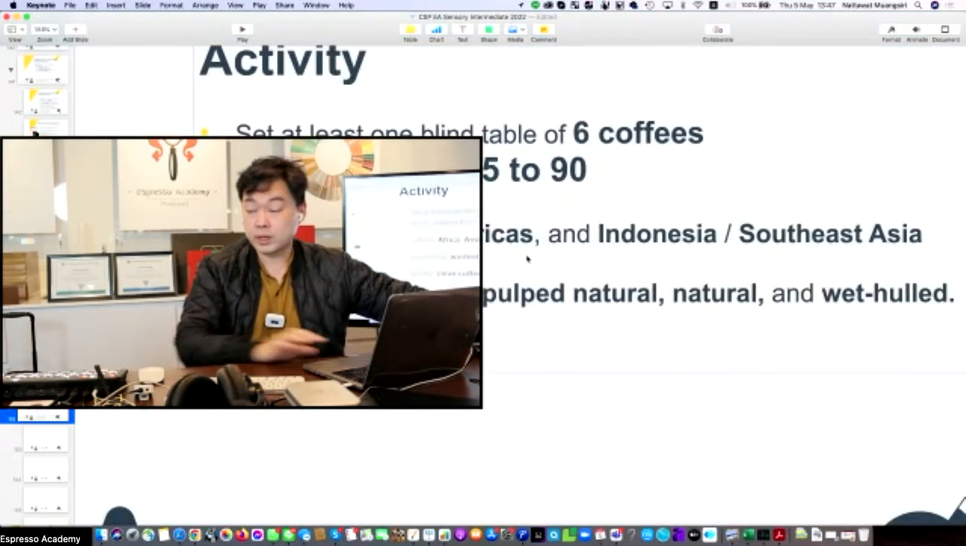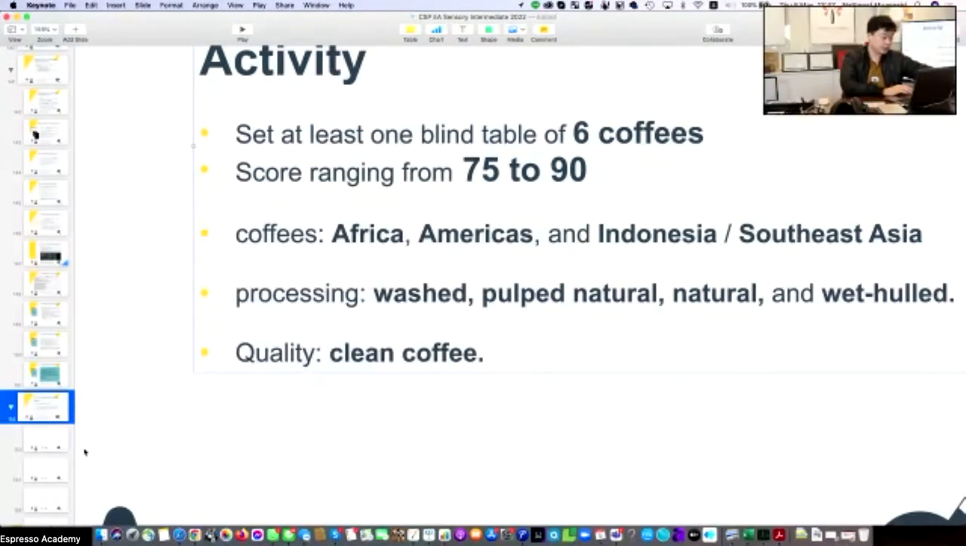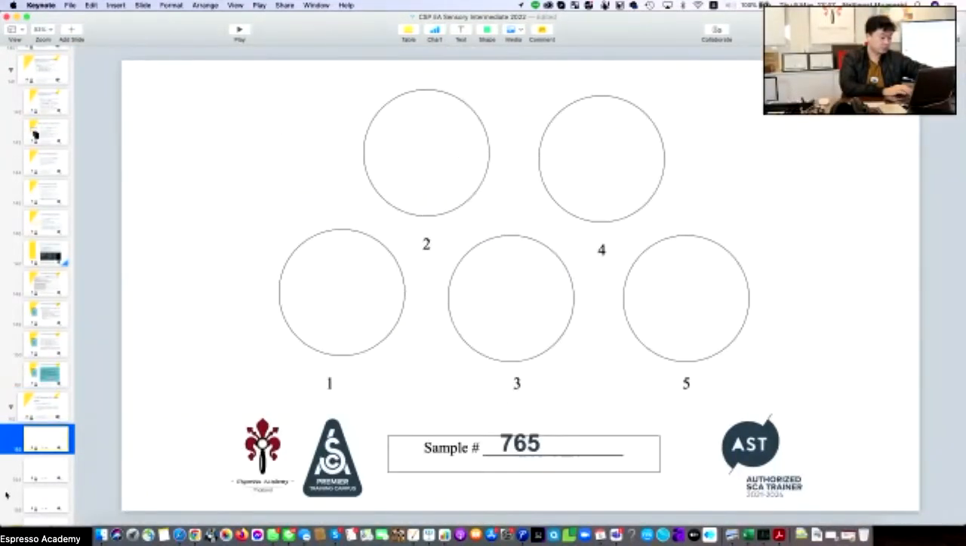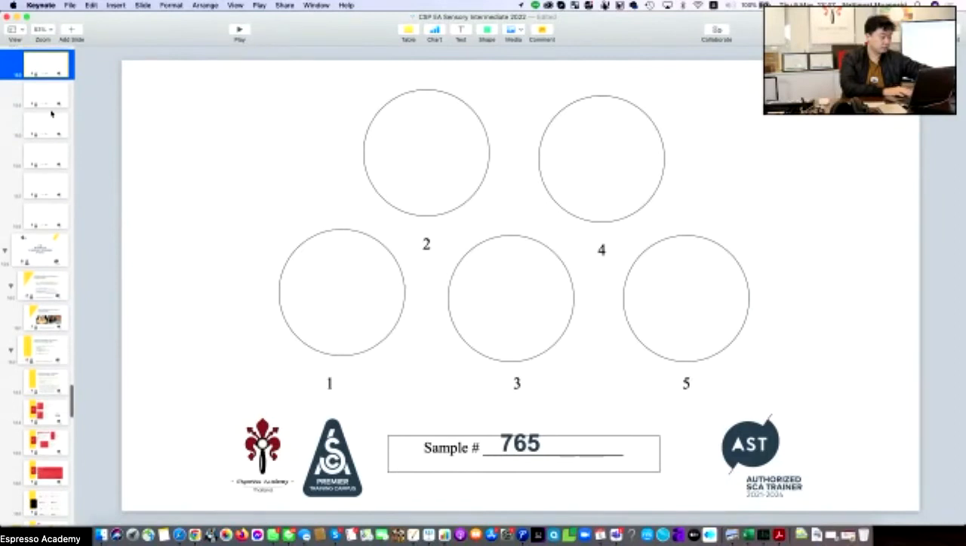So that is what we're going to do on cuppings. Lots of cupping. So we have 6 samples that I sent to you. So I think this one we have to print too.